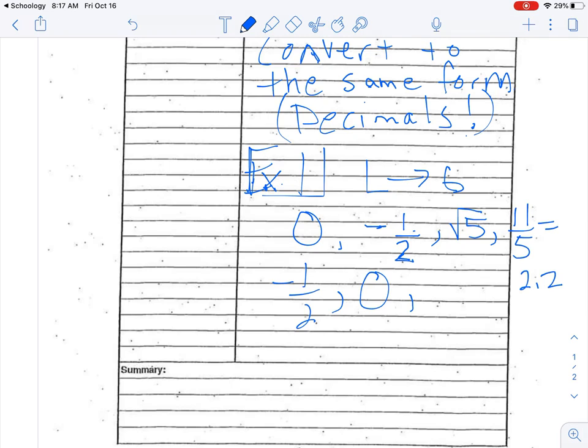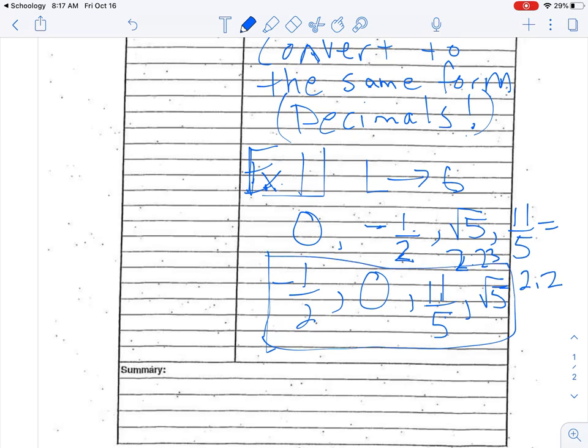Now, to do the square root of 5, I'm going to need a calculator. Each calculator is a little different, so if you have questions about your calculator, send me an image of your calculator and I can show you how to type in that square root symbol. But you would do the square root of 5 on your calculator, and that gives you 2.23. And that's all I need to know at this point, because now I know that 11 over 5 is the next number in my sequence, and the square root of 5 would be the largest. So my answer would be ordered just the way that it is.